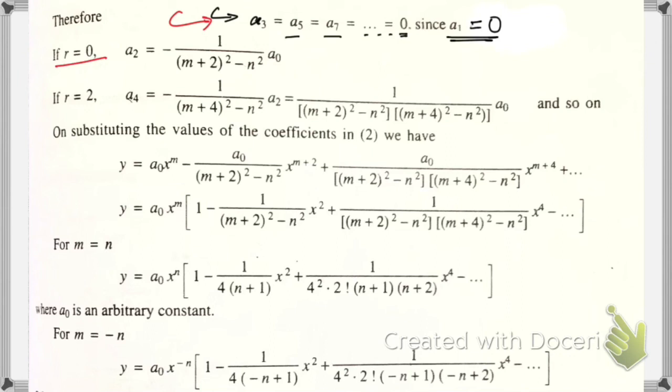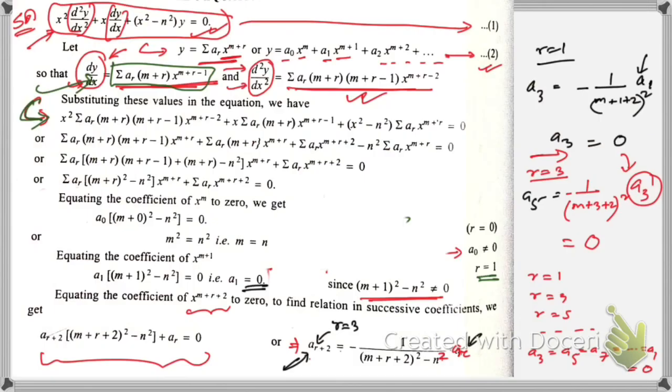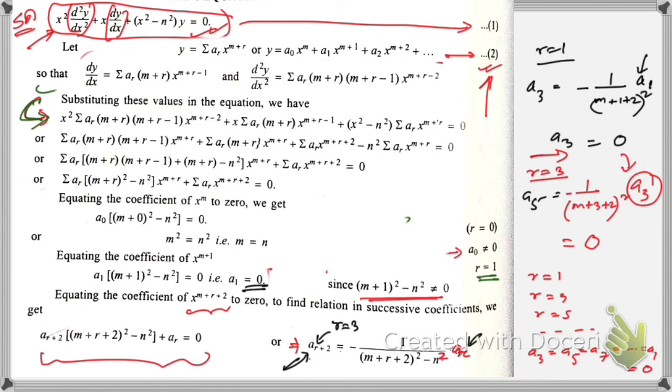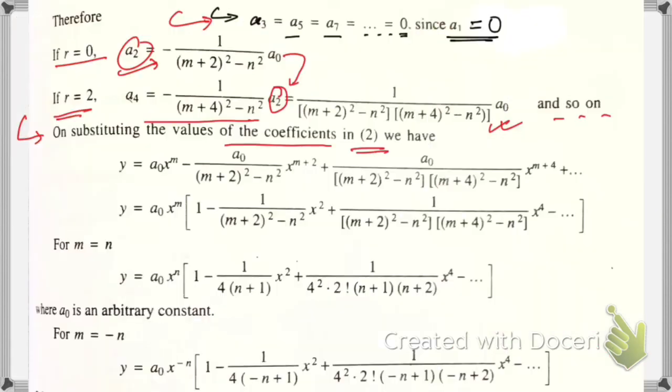Now if you put r equal to 0, you get this term, then r equal to 2, you get these two terms, and here you have got a2. Now put this value of a2 here, and you will get this result. So on, you can find the remaining terms as well on substituting these values of coefficients in equation number 2. Where is equation number 2? This is equation number 2. So if you put these values of a0, a1, a2 here, then you will get y equal to this.